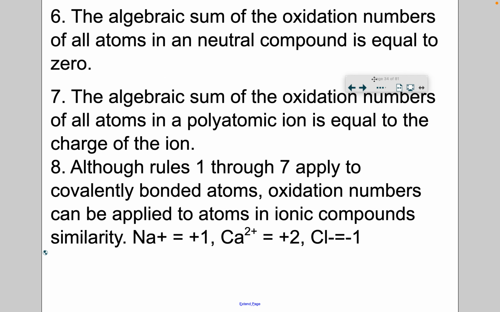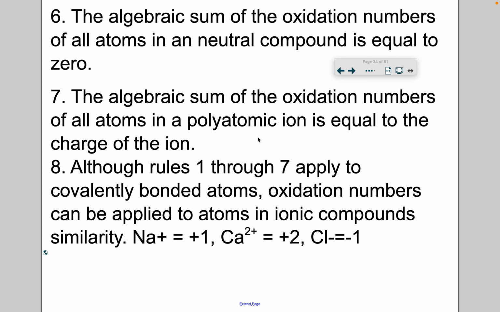Rule 6, the algebraic sum of the oxidation numbers of all atoms in a neutral compound is equal to 0, except, which leads me to rule number 7, if it's polyatomic. Polyatomic ions, I think found on page 220 in your books, have various charges like +1, -1, +2, +3. Those are like your carbonates or your permanganates or hydroxide, whatever. Okay, so those are polyatomic ions, and they have charges. So then you are shooting for an algebraic sum equal to that charge. And if you don't understand what I'm saying, hopefully my examples coming up shortly will explain rule number 7.